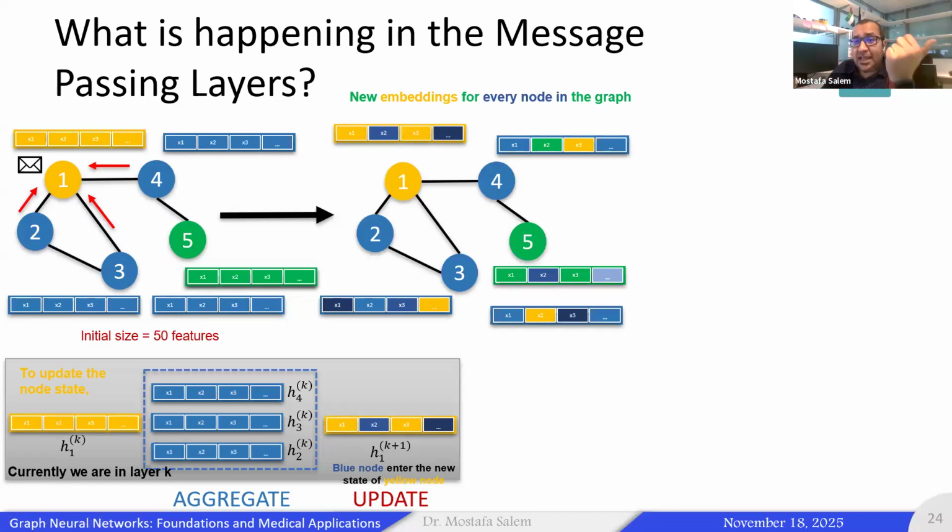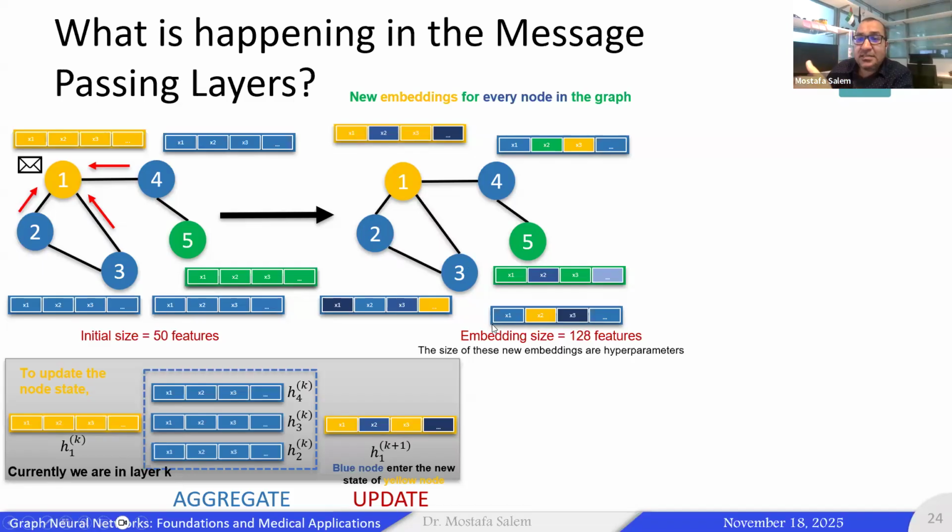Gather, aggregate, and update. What you can see now is node number 1 doesn't have any green embeddings. What I mean is node number 1 doesn't have any information about node number 5. Why? Because node number 5 wasn't its direct neighbor in the first step. But you can see node number 4 knows something about node number 5. Nodes number 2 and 3 don't know.